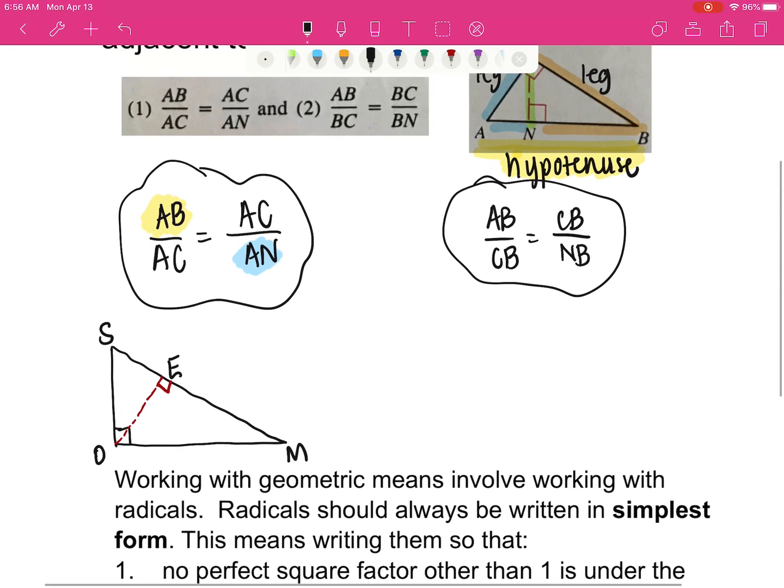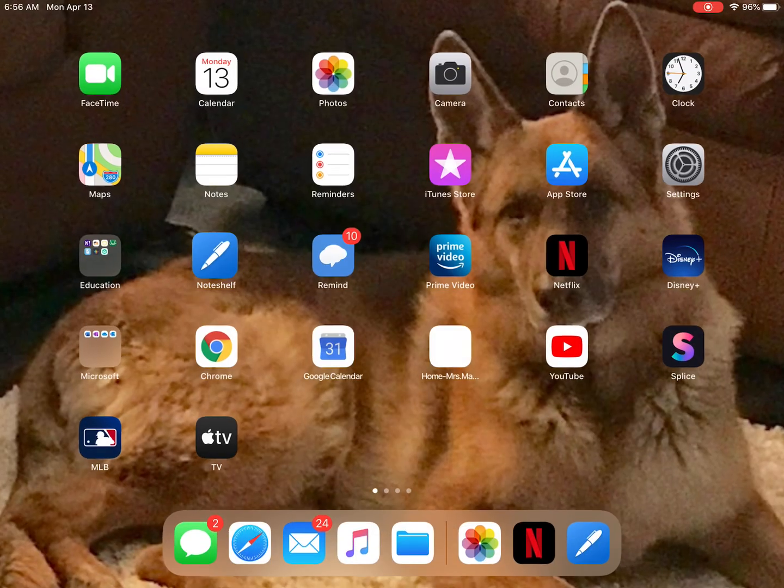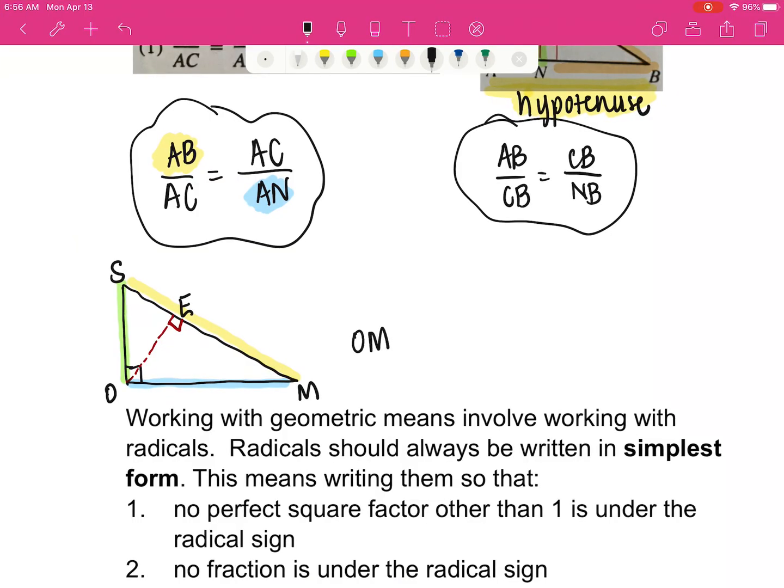So it said the legs, right? So I've got leg OM, and I've got leg OS. And then I've got my hypotenuse, which is SM. So let's start with OM first. OM is going to be a geometric mean between the hypotenuse, SM, and the part of that hypotenuse, the segment that's adjacent to OM. So the segment that's adjacent to OM is EM.